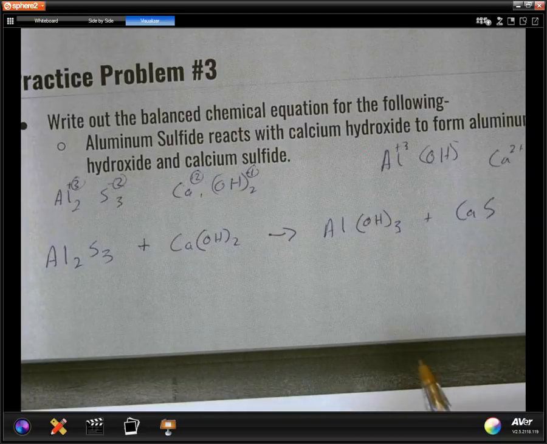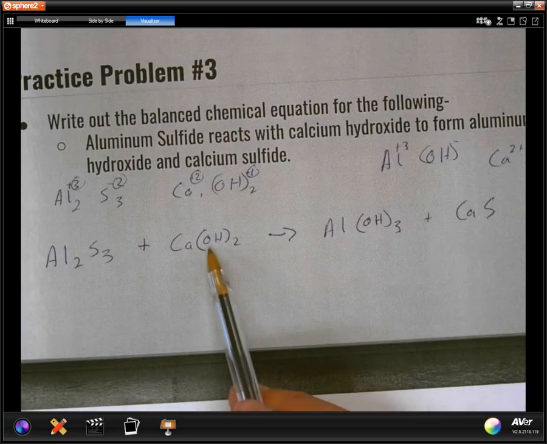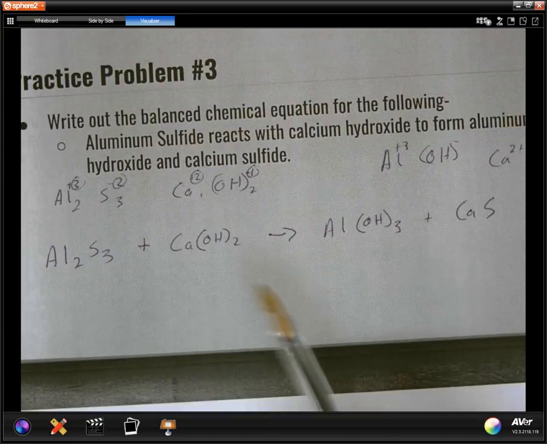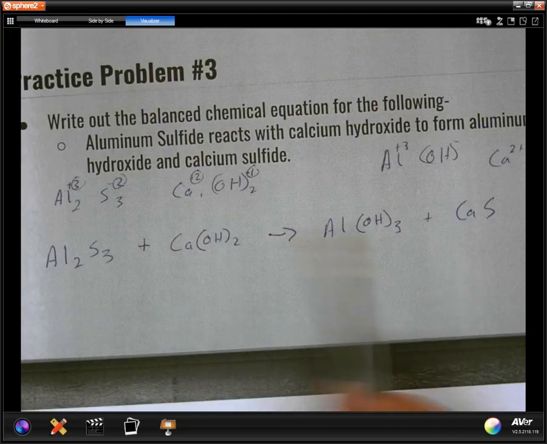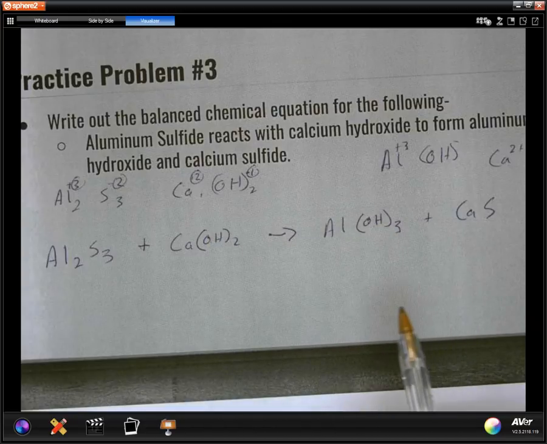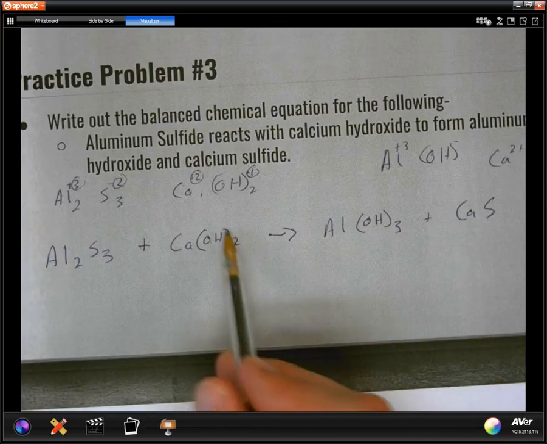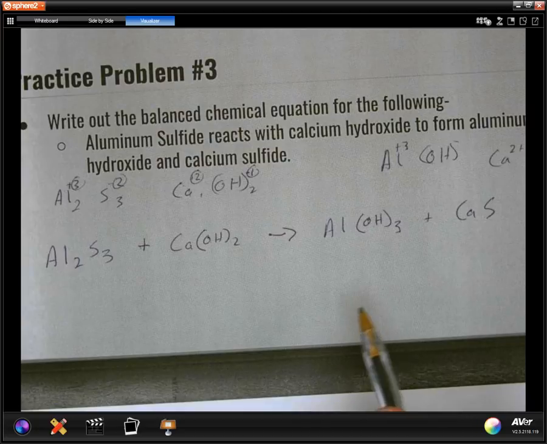Now we have to go through and balance it. So now here's where we're just going to play ping pong. Pick any element that looks the scariest. For me, I think the hydroxide's the scariest. You can start there, but if you're not good at math, let's just start with the aluminum first and see where we go. One other tip here is notice how these are polyatomic ions. Keep those guys together. It'll make your life a lot easier. Remember, we treat these as an individual compound within a compound.